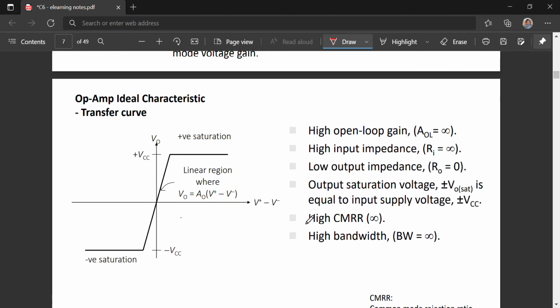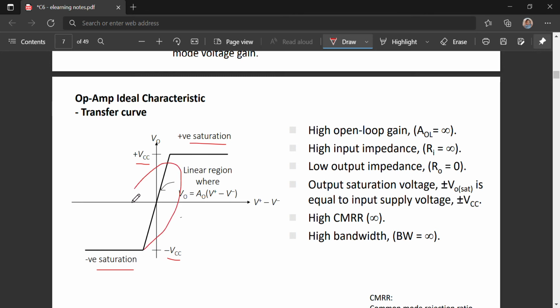For the ideal op-amp characteristic, the output will be limited by the voltage supply, either positive VCC or negative VCC. Over here is called saturation. However, the op-amp can amplify or operate in a linear region in between plus and minus VCC. So in this linear region, the op-amp can do amplification.